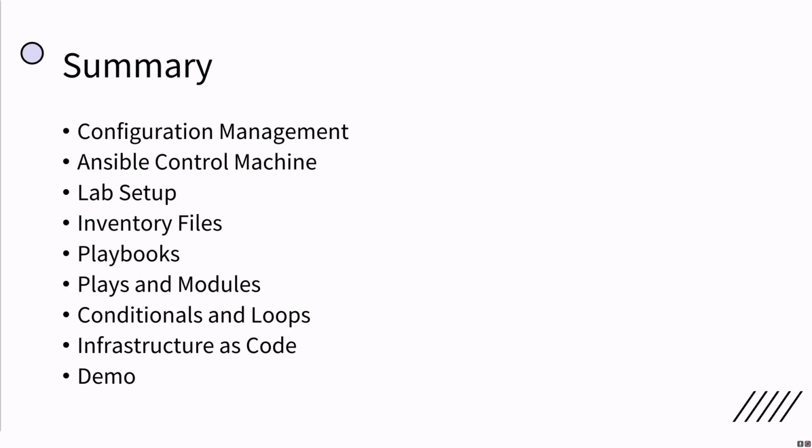In summary, we've gone over configuration management, the Ansible control machine and all of its requirements. We've looked over your lab and your lab setup. We've gone over the inventory files, playbooks, plays, and modules. And then we looked at conditionals and loops within Ansible and how we can leverage those. And then we briefly discussed infrastructure as code in theory, and we demoed Ansible against our CSR 1000V routers.